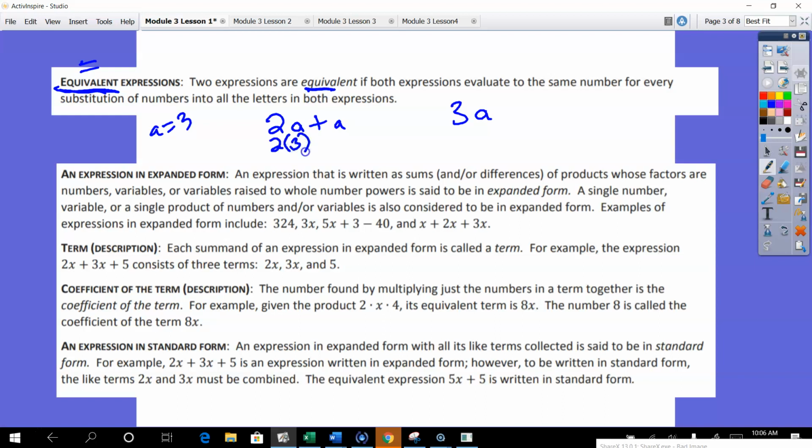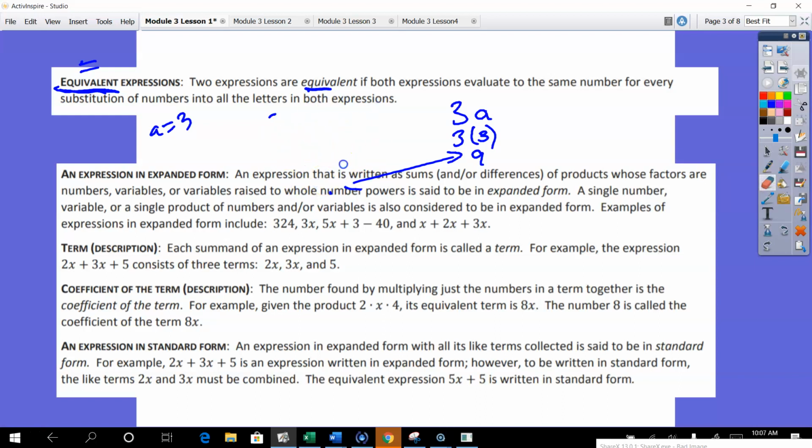So 2 times 3 plus 3. So 2 times 3 is 6, plus 3 is 9. Okay. And so if I did it here, 3 times 3, using the same number, 3 times 3 is 9. So because they're both 9, we would say that 2a plus a is equivalent to 3a. It's equal to it. Okay, expression in expanded form.